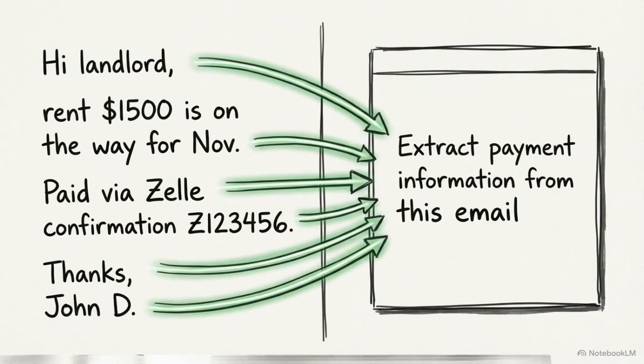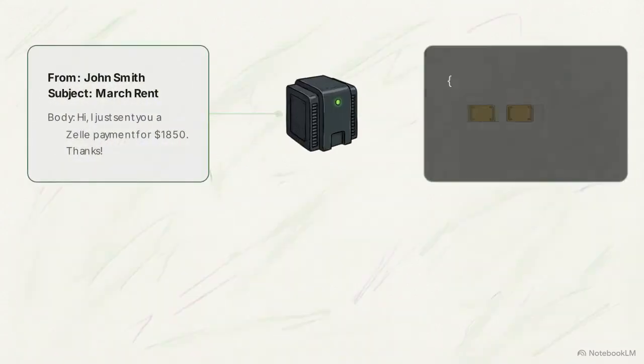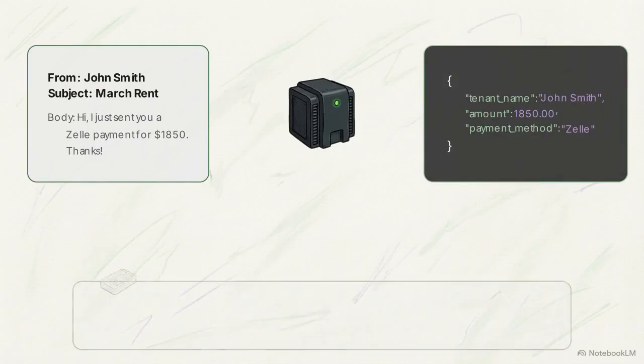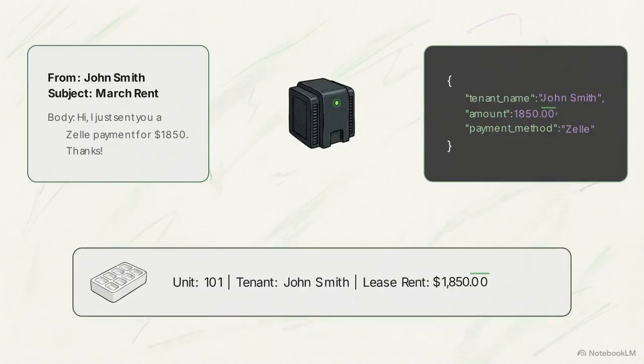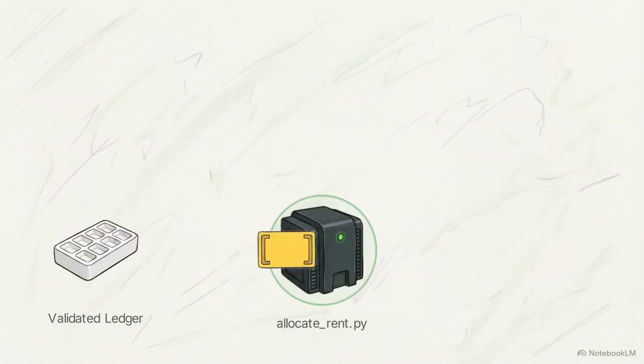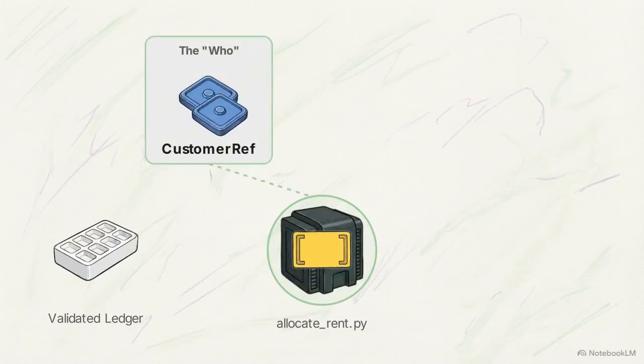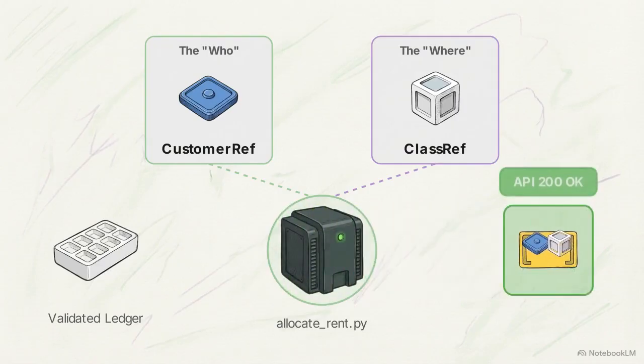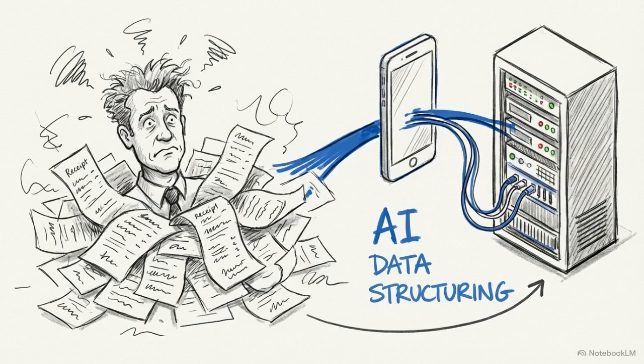We integrate Claude AI to solve this. The script asks Claude to read the raw email and extract the specific tenant name, the exact payment amount, and the payment method into a structured JSON payload. Next, the script validates this amount against the active lease in the QuickBooks database. This catches incorrect payments before they hit the books. Finally, the script constructs the API payload. It confidently assigns both the exact customer reference to identify the owner and the specific class reference to identify the property. By using AI to bridge unstructured communication with structured accounting APIs, we eliminate human data entry.